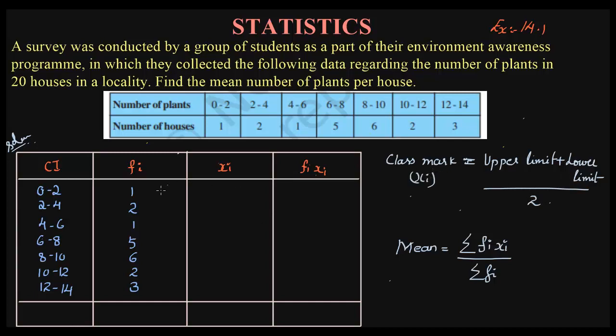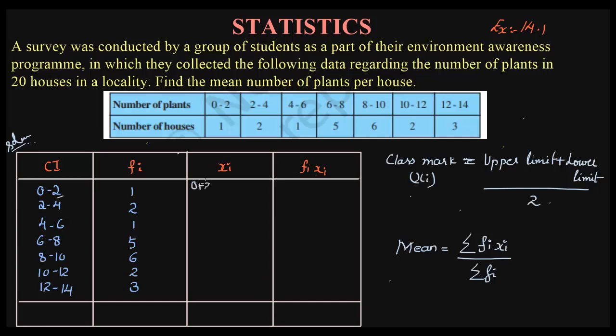Okay, so now we will find the class mark xi. What is upper limit and lower limit? In the class interval you will be having two numbers, right? So upper limit is the bigger number in that and lower limit is the smaller number in that, right? So now we will just do it and find that.